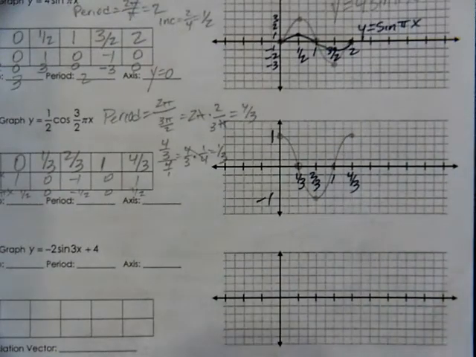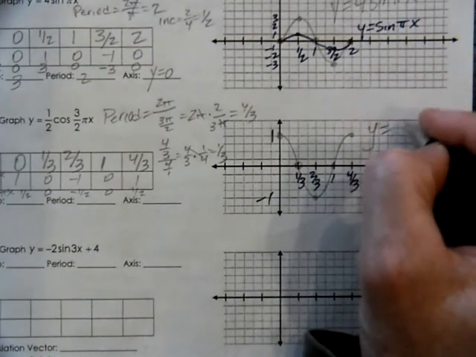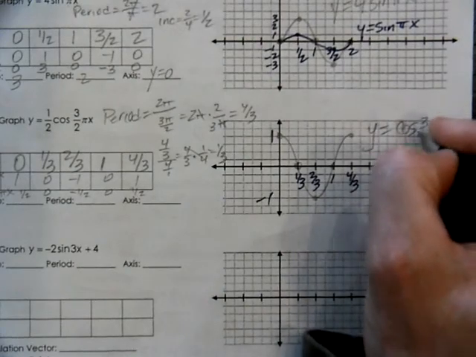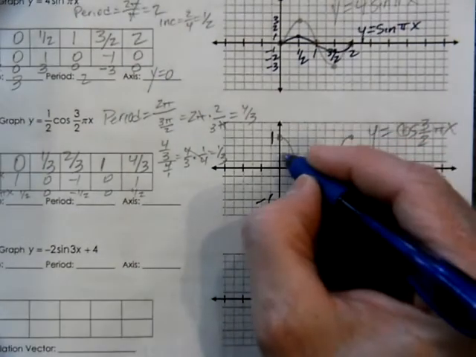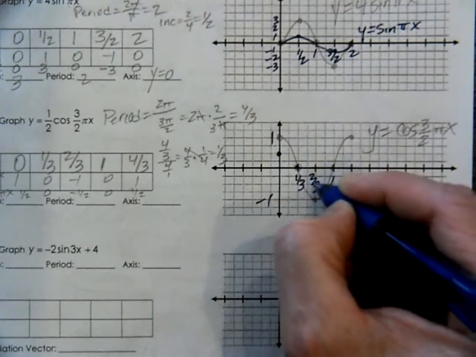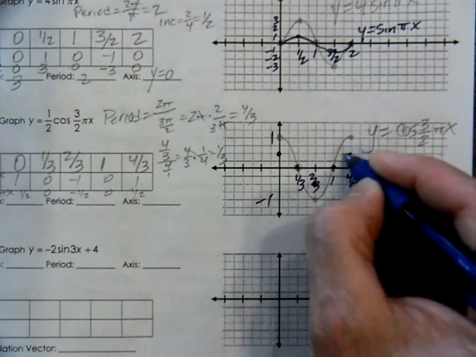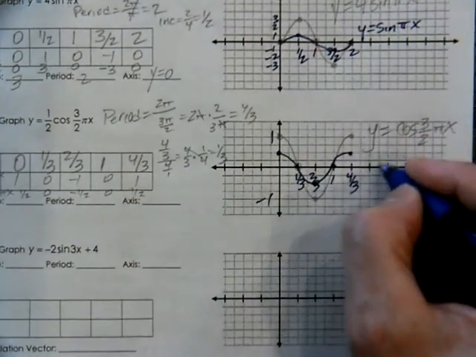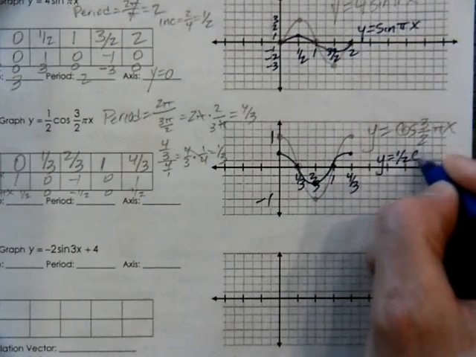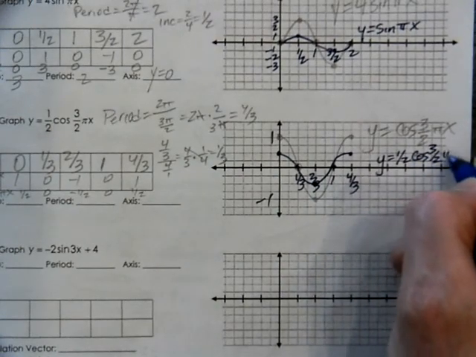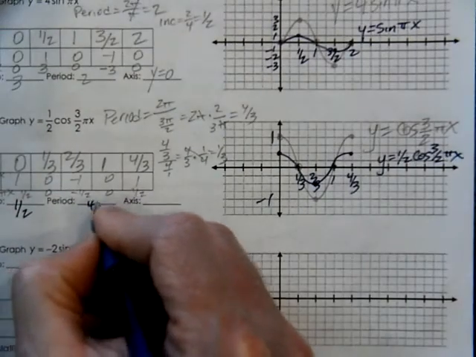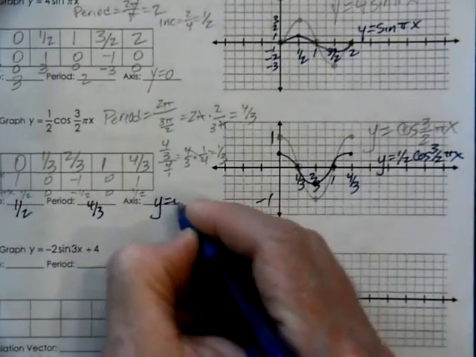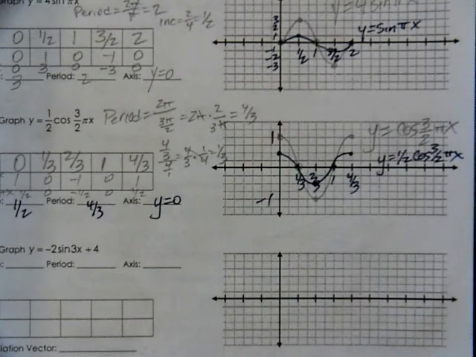And then we are going to label that graph as cosine of 3/2 pi x. Now we're going to take half of that. And that's equal to half cosine 3/2 pi x. The amplitude is 1/2. The period is 4/3. And the axis is still y equals 0 because the k value is 0. Last one.